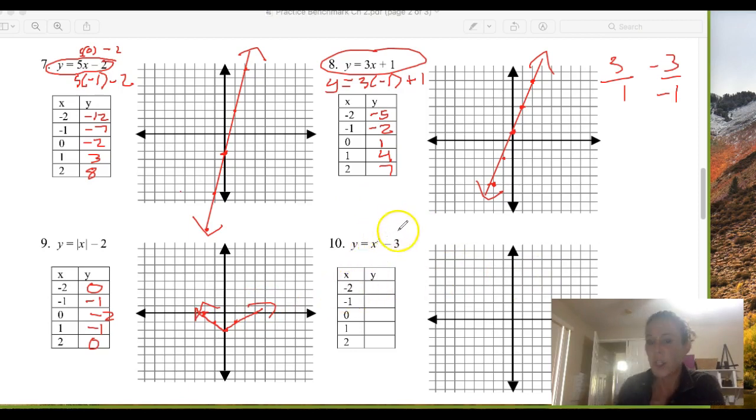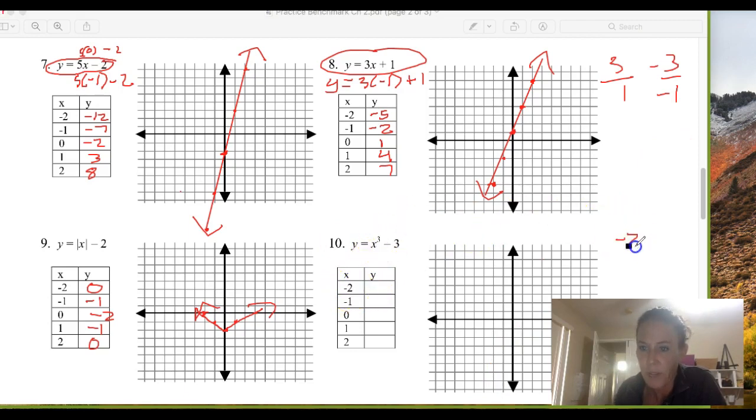We have an x cubed. What does that look like? It's going to be a snaky looking thing and then shift down 3. So I do my snaky shift down 3. I'm going to have something like this. That's the basic look of an x cubed graph. Just plug it in.